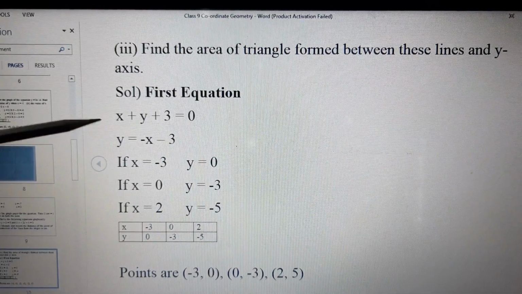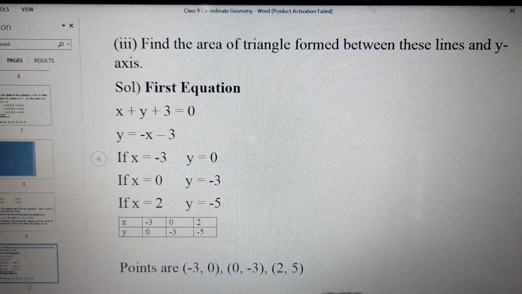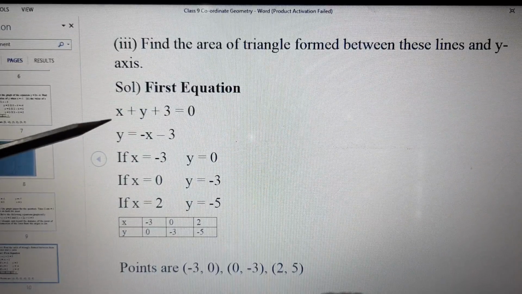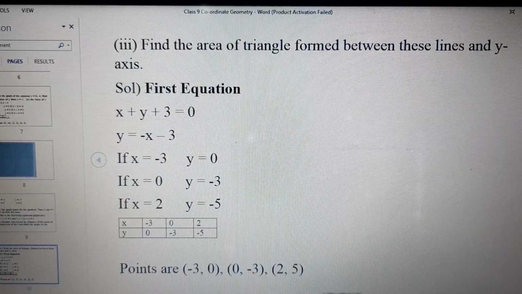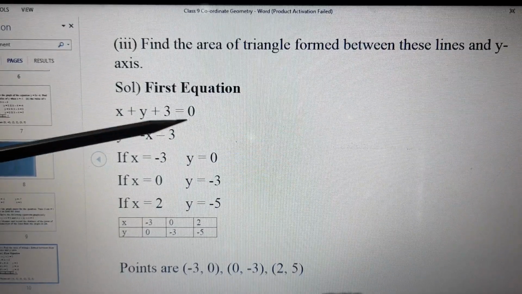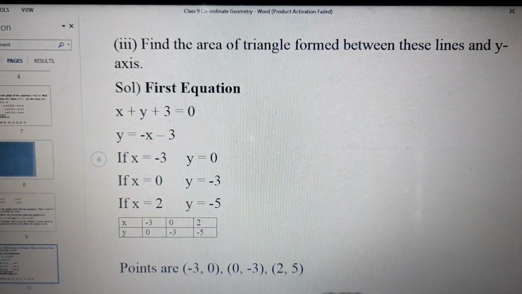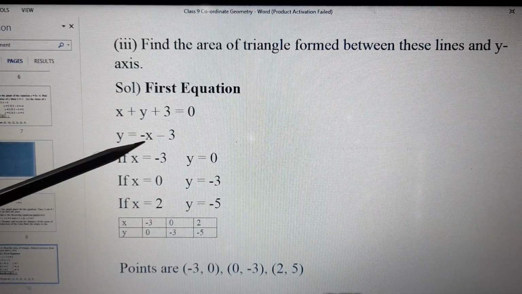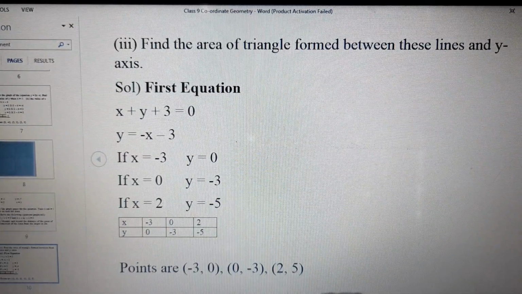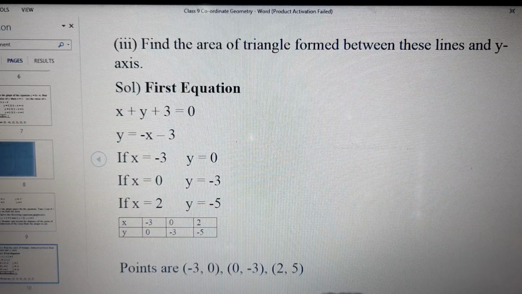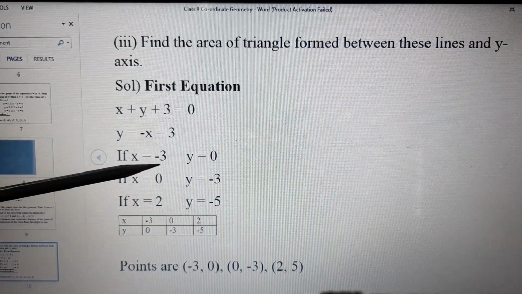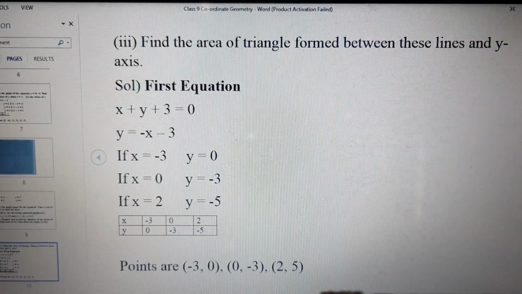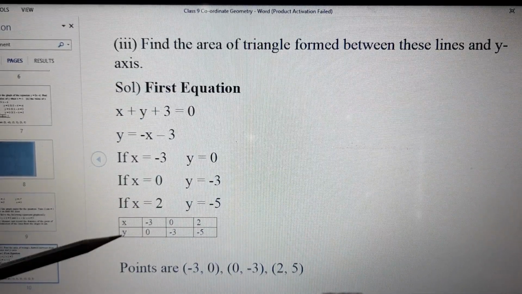So first of all, we are going to solve them in a similar manner as we were doing. The first equation is x plus y plus 3 is equal to 0. Make y the subject of the formula. So x has been transferred and 3 has been transferred to the other side. Y is equal to minus x minus 3. Now assume 3 values of x: minus 3, 0 and 2, and then calculate the value of y.